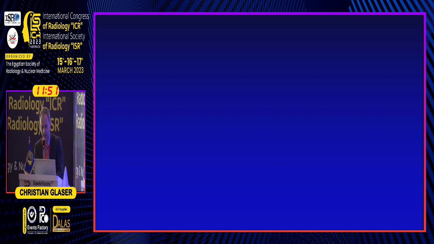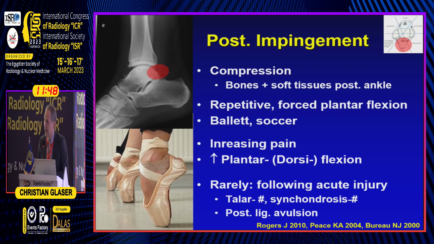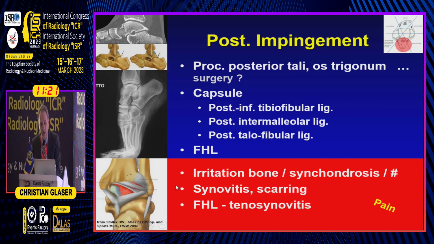Now let's switch sides and go to the posterior aspect of the ankle. Posterior impingement is quite frequent, involves everything between the posterior inferior lip of the tibia down to the dorsal aspect of the calcaneus. The most common etiology or patients would be the ballet dancer, also the soccer player. And it becomes obvious from this position, and there is a nice X-ray, the space is so narrow that it is easy to understand that there might be some conflict.